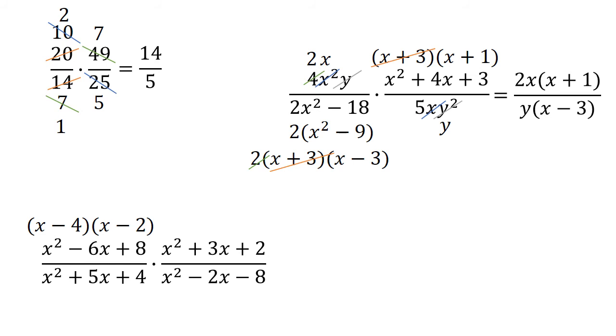And I usually go top of the first, bottom of the first, top of the second, bottom of the second. That's the order I'm going to work these in. So x squared plus 5x plus 4, again, factors of 4 that add and give you 5. In this case, they're both positive, 1 and 4.